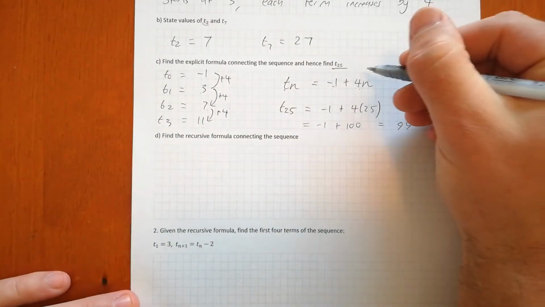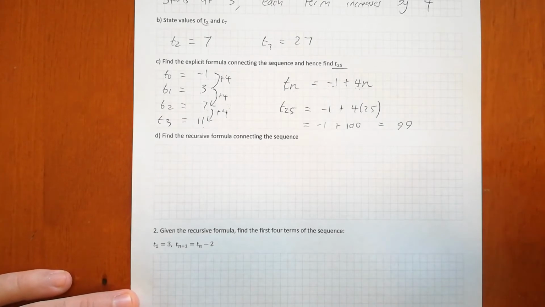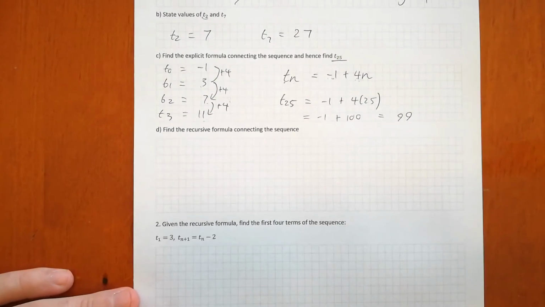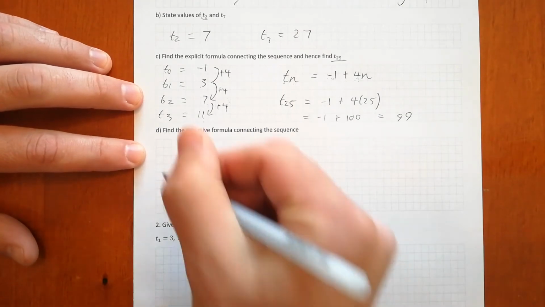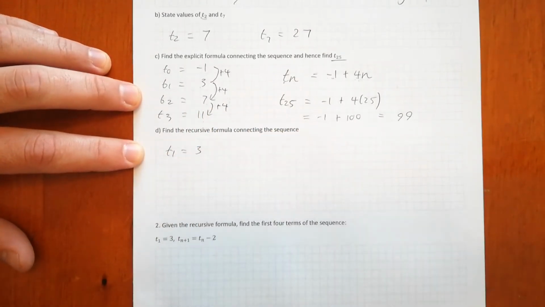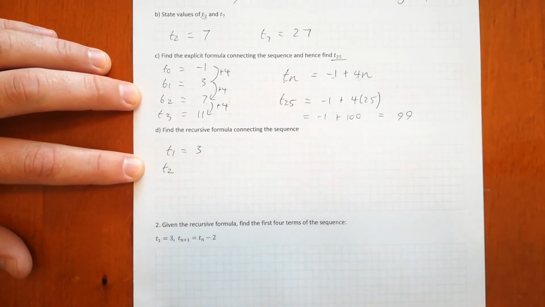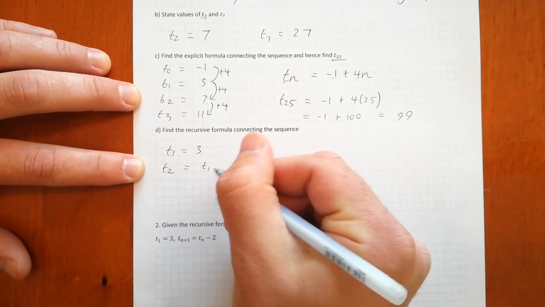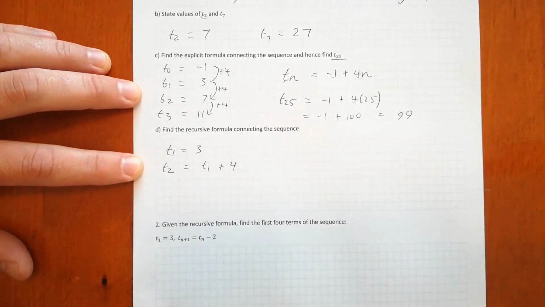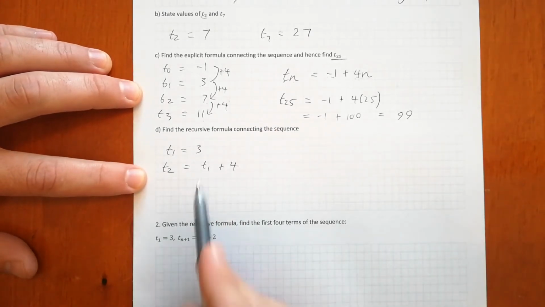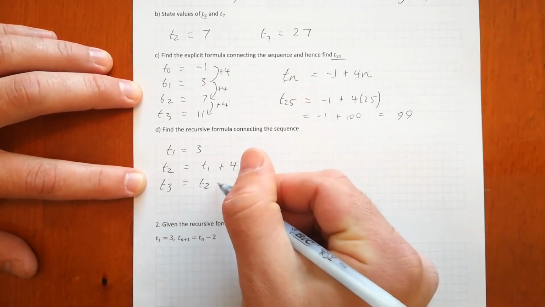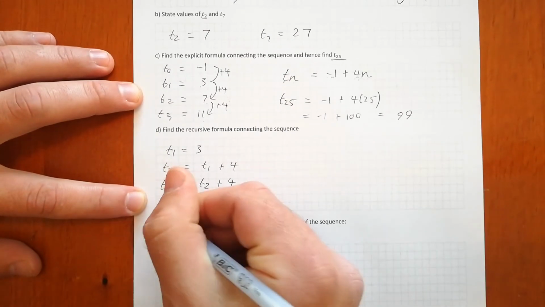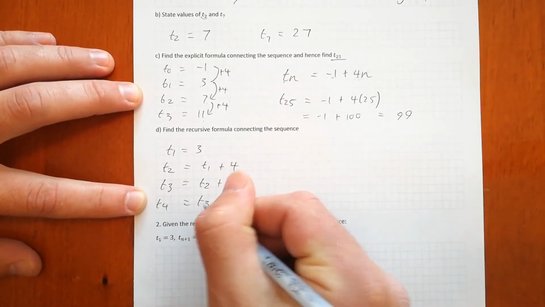Okay, so that's the first way we can define a sequence, what's called an explicit formula. Then we're going to look at a recursive formula, which is a little bit different and a little bit more challenging. So what we're going to notice here, we've got T1 is 3, and then we've got T2 is equal to T1 plus 4, okay, which is 7, isn't it? It's 3 plus 4, which is 7. And we've got T3 is equal to T2 plus 4, and T4 is equal to T3 plus 4.